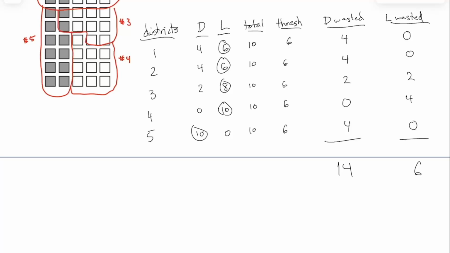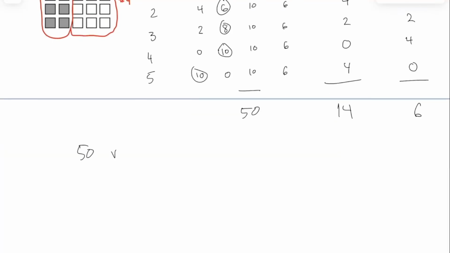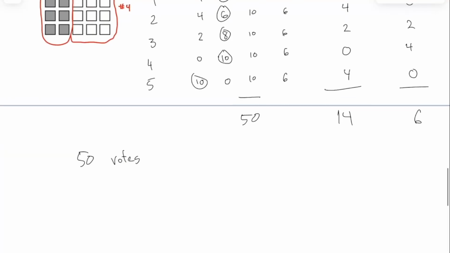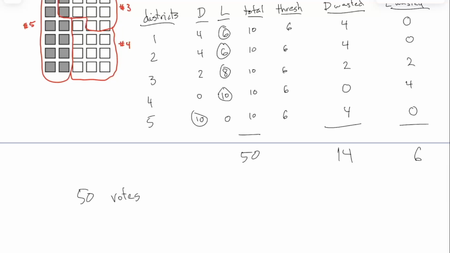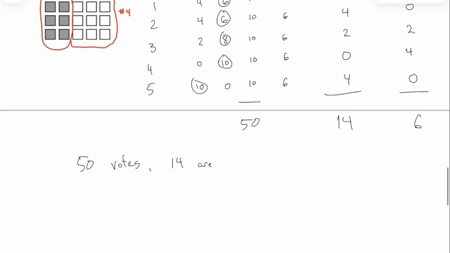Now, the efficiency gap is typically written as a percentage, and as usual, since we're not using calculators on our tests, I would expect you to just write it as a fraction. We are also going to add up the total of the totals. So this is 50 total votes. 50 total votes, 14 are D wasted, 6 are L wasted, right?